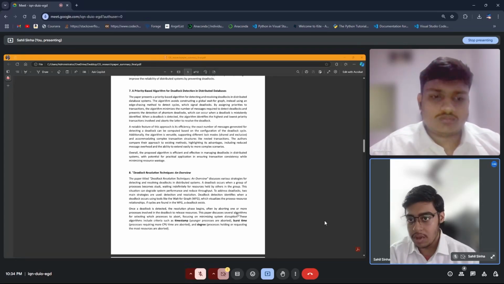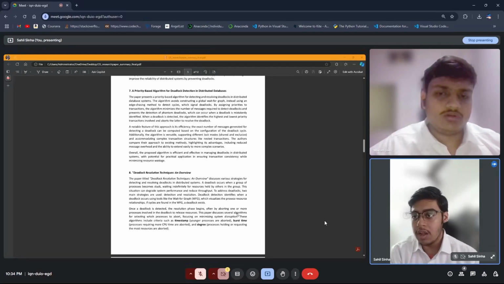system disruption. The VSG algorithm, that is the victim graph and suspension algorithm, aims to resolve deadlocks by cooperatively suspending and resuming transactions within a deadlock cycle, thereby minimizing disruptions.